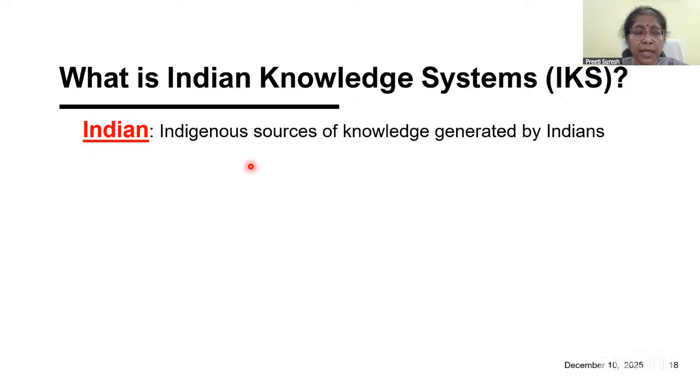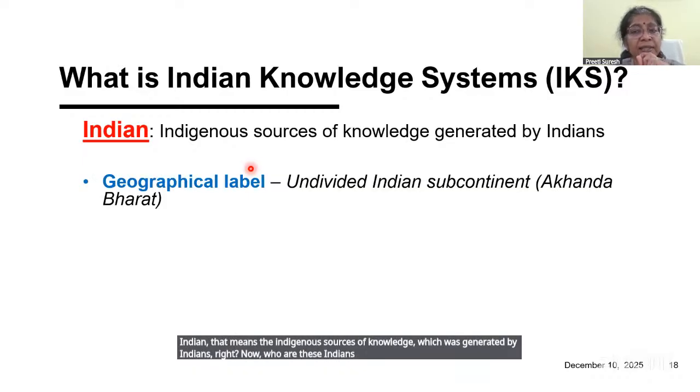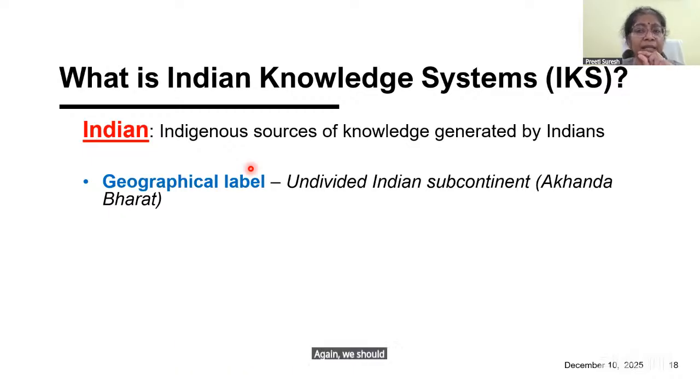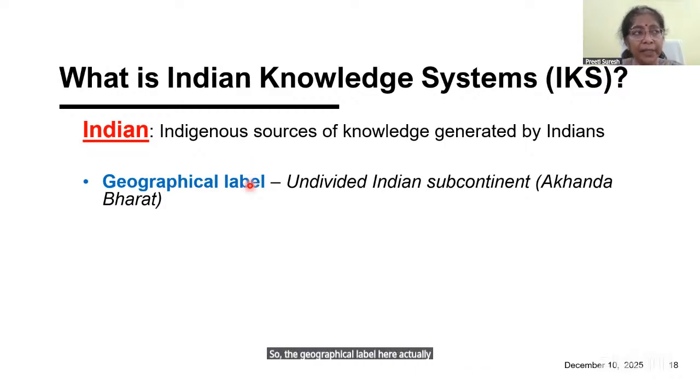Because at that time, when we talk about India, it ranged from Burma in the east up to Afghanistan in the west, right? And the term Indian here means the indigenous sources of knowledge which was generated by Indians, right? Now, who are these Indians? Again, we should remember that it doesn't refer to the people within the current geographical boundaries. The geographical label here actually means the undivided Indian subcontinent, that is, Akhand Bharat.